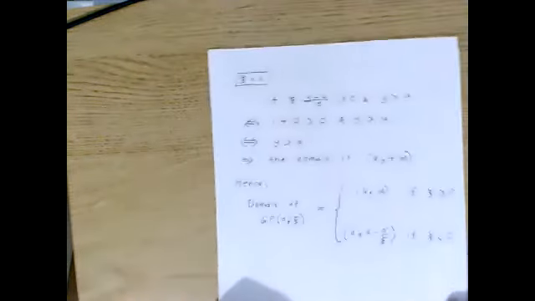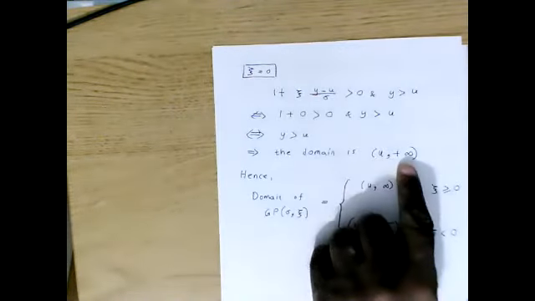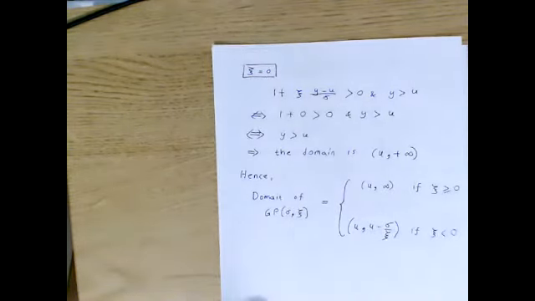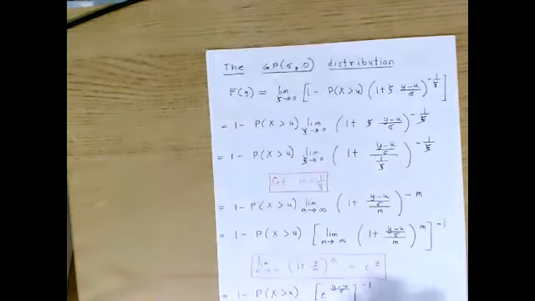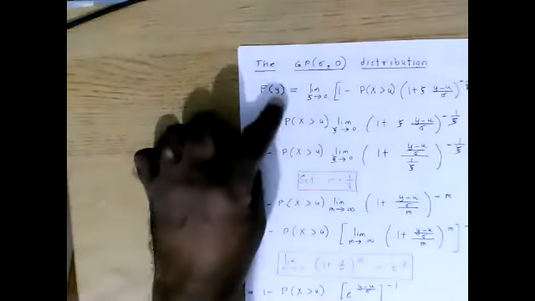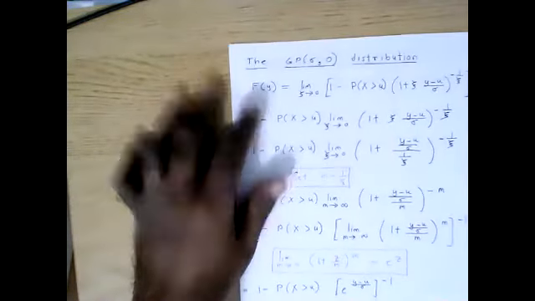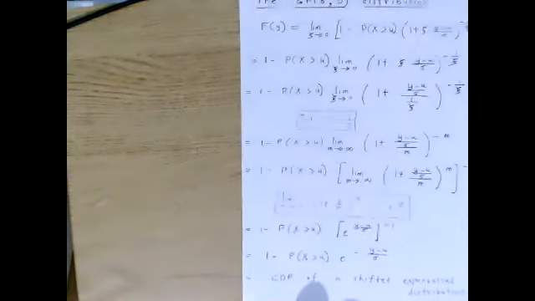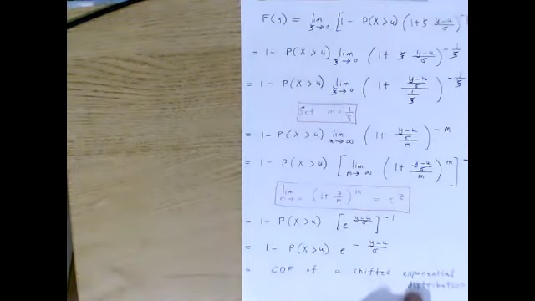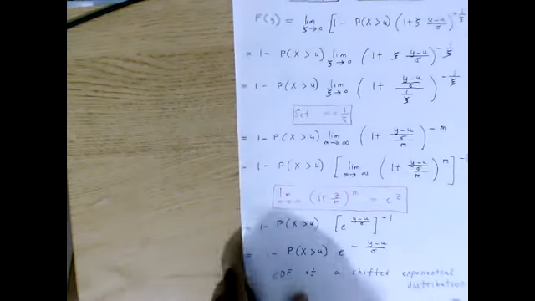And when psi is equal to 0, the domain is from U to plus infinity. So this summarizes the domains, right? And then when psi is equal to 0, it can be shown that the CDF of the GP, the generalized Pareto, reduces to this, which is actually a shifted exponential distribution, right?